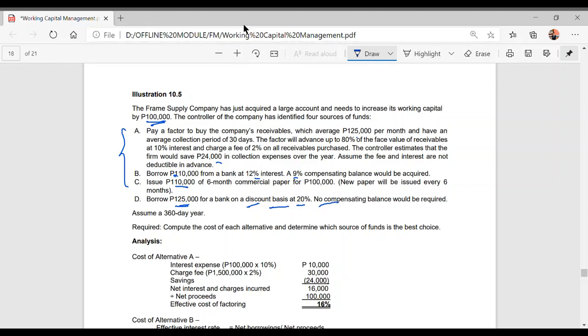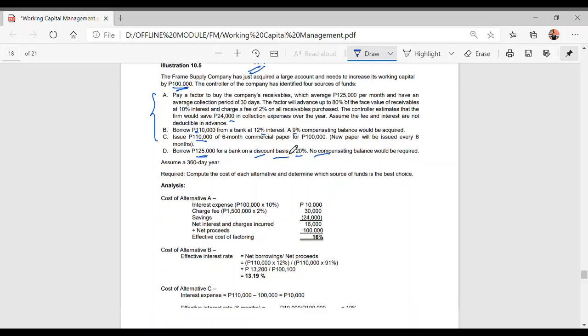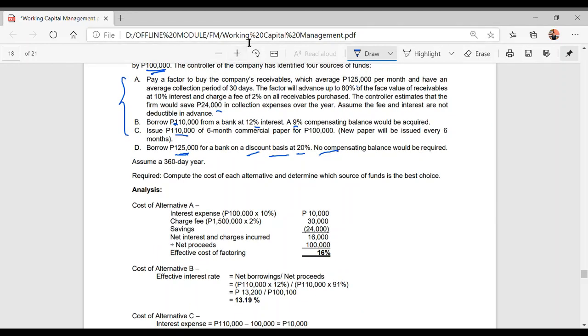Since these are different options, the best way to compare these four options is to use the effective interest rate. That's why we will compute their effective interest rates. So we have alternative A. For alternative A, you are going to pay the factor. So we will do factoring. What will we spend when we factor? That would be the interest expense, which is 100,000 times 10%. It is 100,000 because this is the amount that you need. This is your needed money.